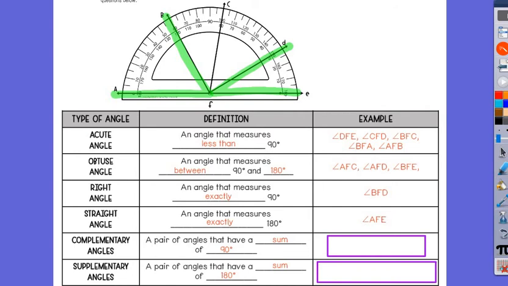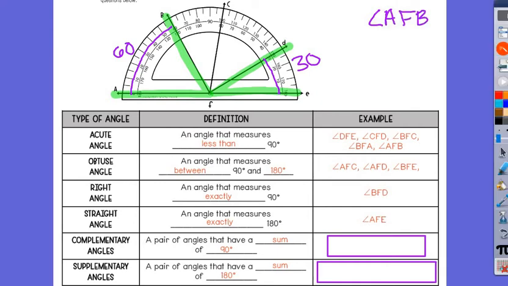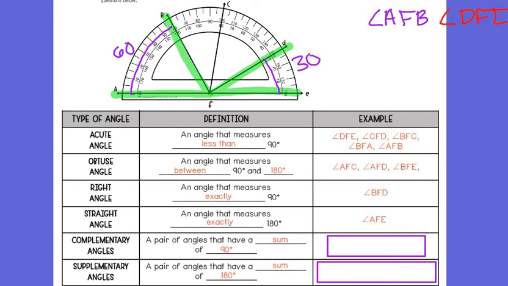Well, what degree is this line? 60. This line, from 0 to the line, is 30. Does 60 plus 30 add up to 90? Yes. So are these two angles complementary? Yes. I have some people not focusing. Okay, so I need to list those angles, so I should write angle AFB with angle DFE.